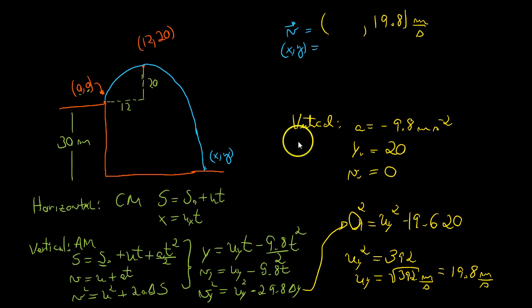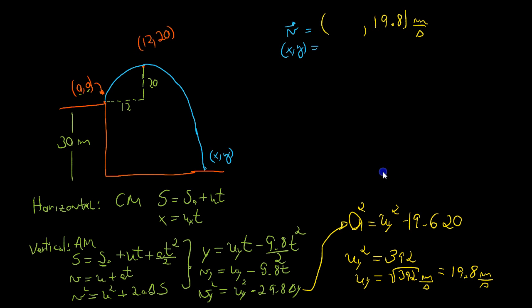So I'm just going to erase this so we can calculate it. All right, so now we're going to use this equation here. We know that the velocity at that point is 0, at the vertex. The initial vertical velocity is 19.8.